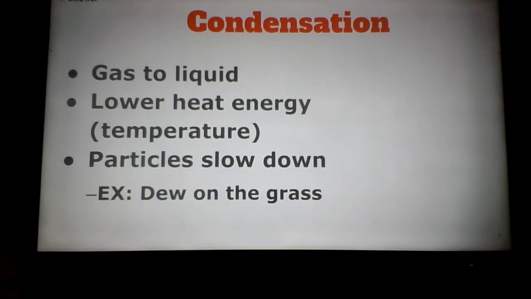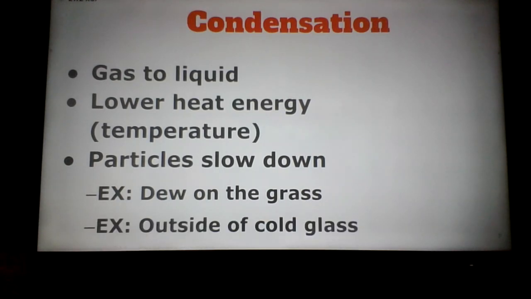Another good, fine example, go outside and the grass is wet. Early in the morning, didn't rain last night, we didn't use the sprinklers, but the grass is wet. Same process of condensation has occurred. The water vapor touches the grass blades, cools down, and the particles get closer together into liquid form. And we talked about the outside of the cold glass as well. But the process of a gas moving into a liquid is called condensation. Ready?